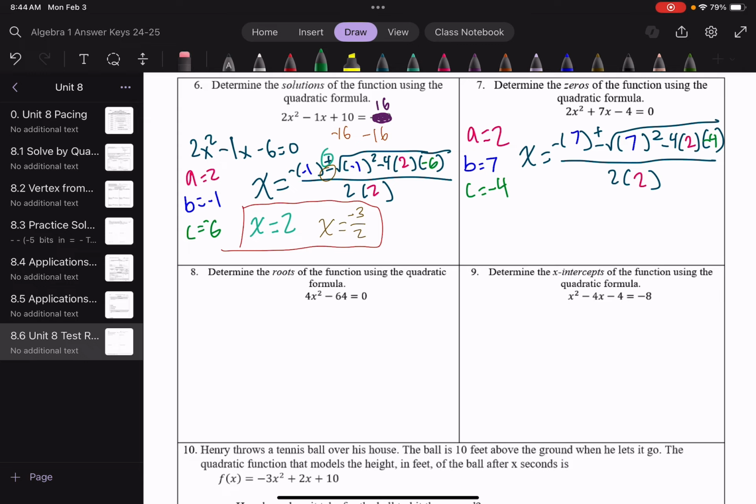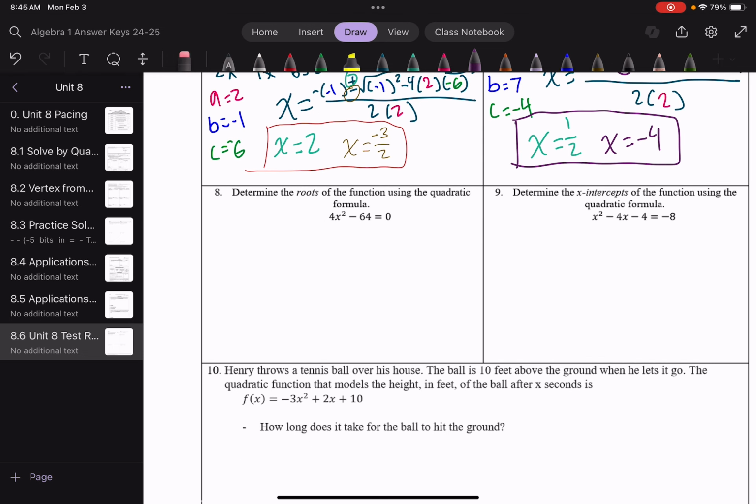So once again, I hit that n over d, negative parentheses 7, plus the square root of parentheses 7 squared minus 4, parentheses 2, parentheses negative 4, divided by 2, parentheses 2. So with addition, I get that x is equal to 1/2. And then with subtraction, I'm going to change the addition sign to a subtraction sign. I'm going to get that x is equal to negative 4. And those are your two zeros for that function.